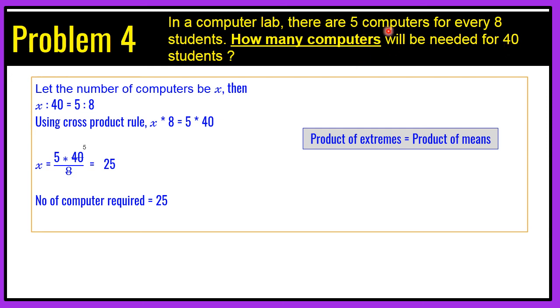Let's see. They are saying 5 computers for every 8 students. That means I can write it in ratio as 5:8. Now number of computers, say x computers will be needed for 40 students. So I can write it in ratio as x:40. These two will be equal. So I can write it like this. x:40 is equal to 5:8. Now again using the cross product rule, I can write x into 8 is equal to 5 into 40. So x will be 5 into 40 by 8. 8 will cut 40. We'll get 5. 5 into 5 is 25. So the number of computers required for 40 students is 25.